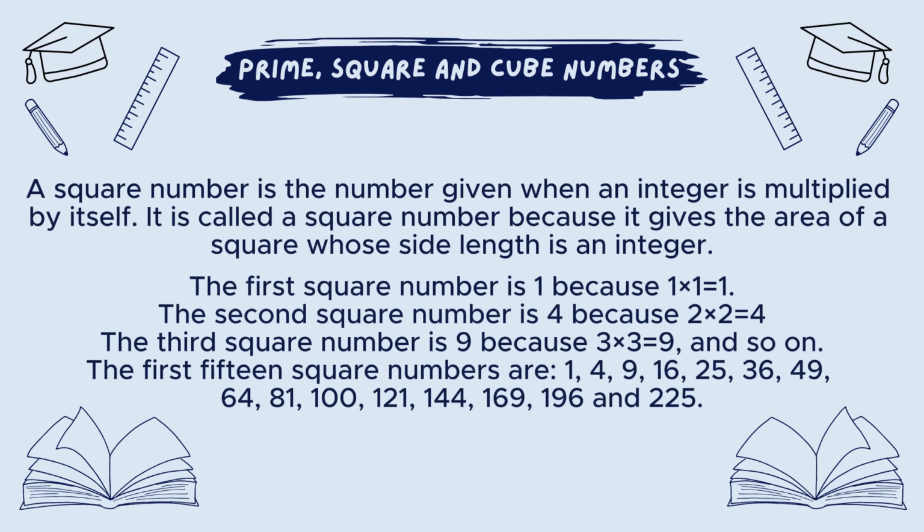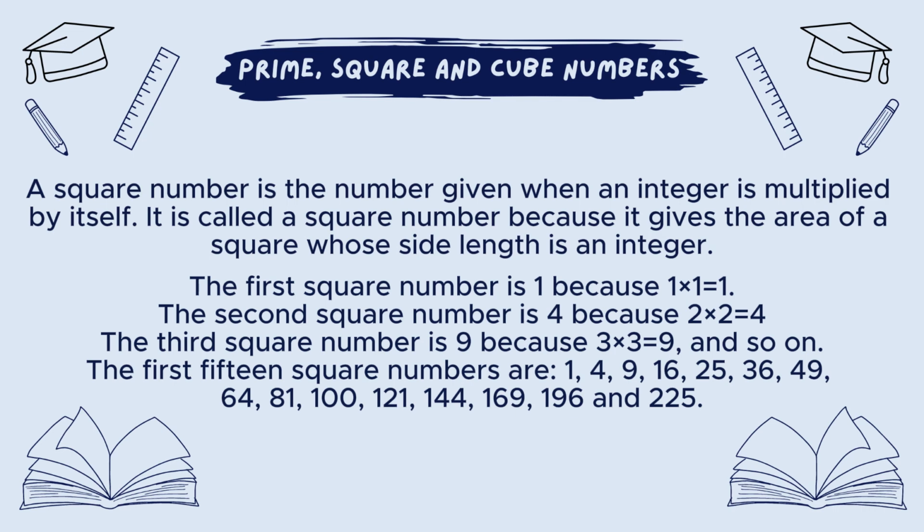A square number is the number given when an integer is multiplied by itself. It is called a square number because it gives the area of a square, whose side length is an integer. The first square number is 1 because 1 times 1 is 1. The second square number is 4 because 2 times 2 is 4, and so on.